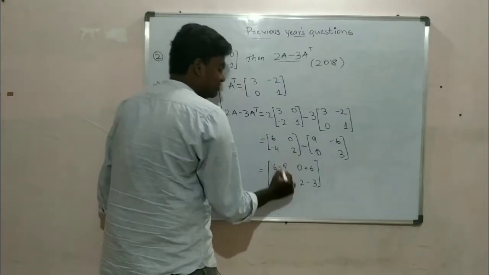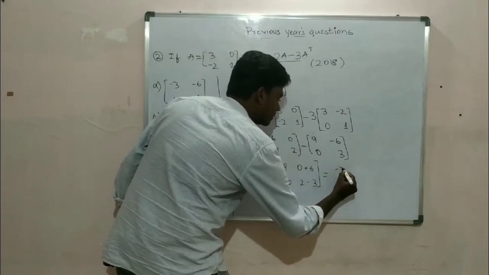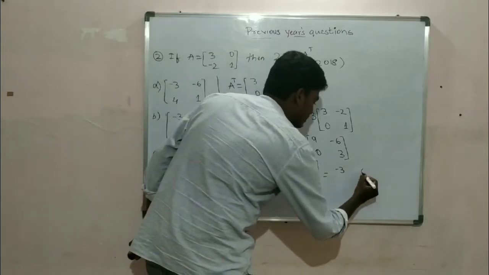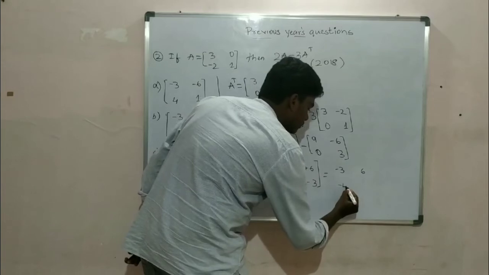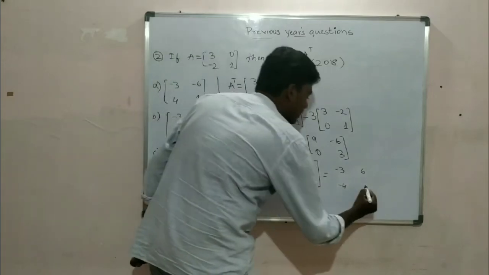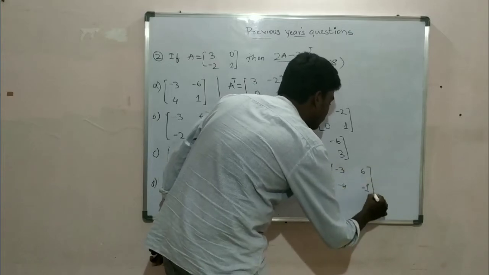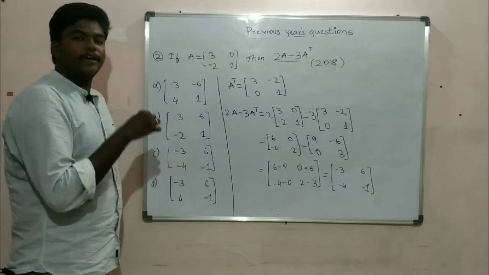So what is 6 minus 9? 6 minus 9 is minus 3. 0 plus 6 is 6. Minus 4 minus 0 is nothing but minus 4. 2 minus 3 is minus 1. So the answer is minus 3, 6, minus 4 and minus 1.